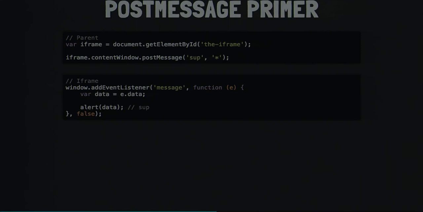Now, inside of the iframe, I need to listen for the message. The way you do that is through an event, just like anything else, like a click handler or scroll handler. You add an event listener to the window object, you listen for the message, and on the event object that comes into the handler, you can inspect it and get the data. That's not too crazy.